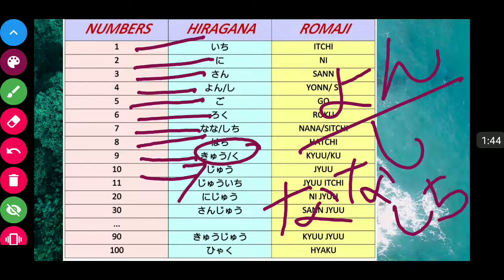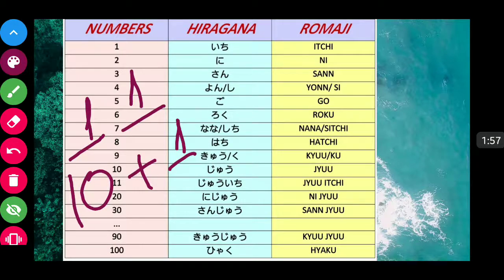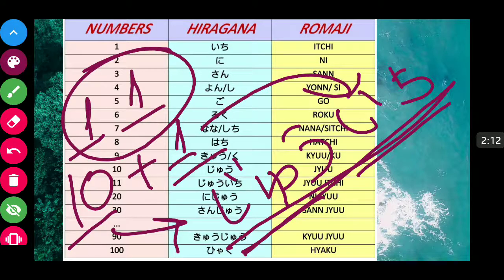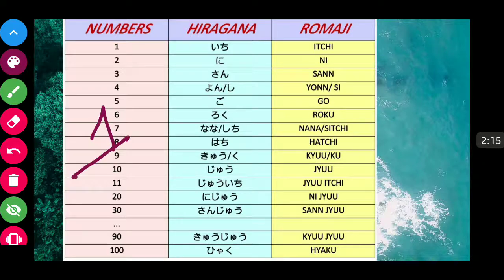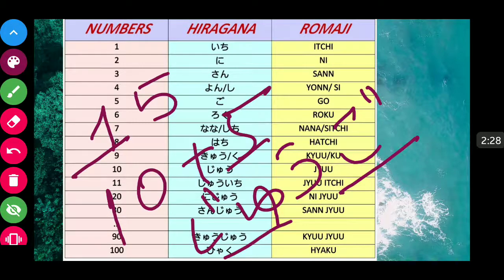If you remember these numbers from 1 to 10, I'll tell you now how to count 11. 11 means 10 plus 1. For remembering in an easy way, 10 is called ju and 1 is called ichi. That's why 11 is juichi. Similarly, suppose 15: 10 is ju, 5 is go, and ju go will be 15.